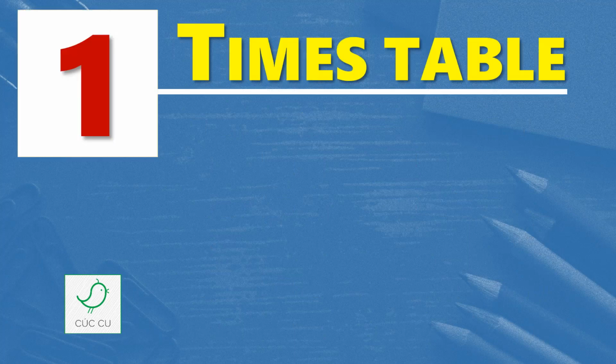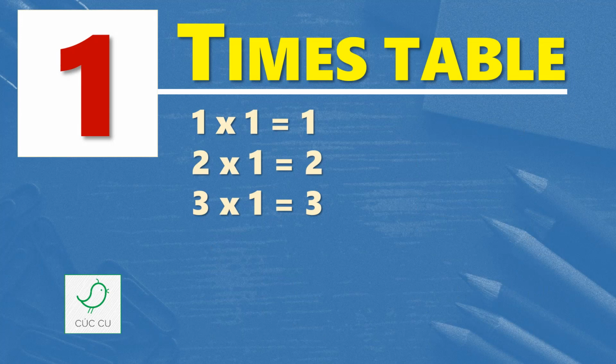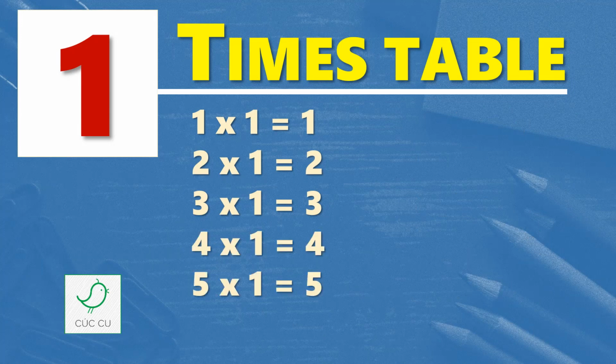Multiplication table of 1. 1 times table. 1 times 1 is 1. 2 times 1 is 2. 3 times 1 is 3. 4 times 1 is 4. 5 times 1 is 5. 6 times 1 is 6.